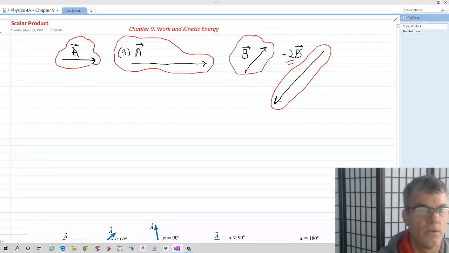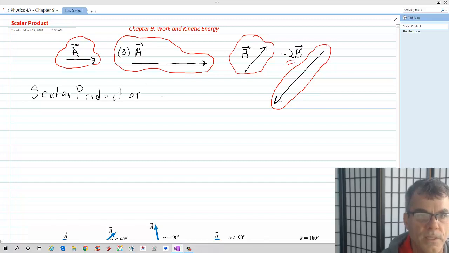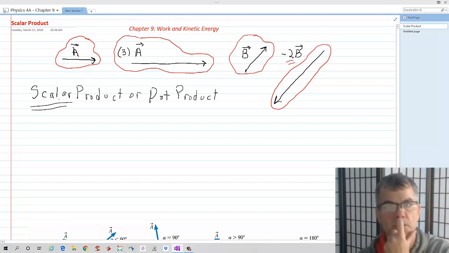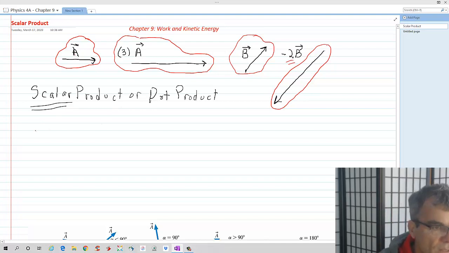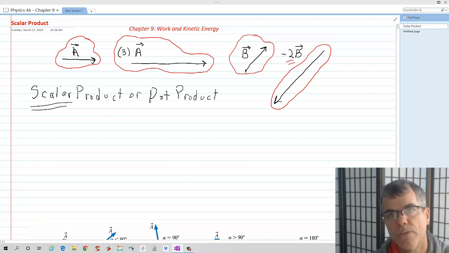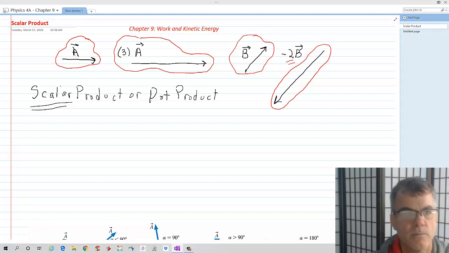What you're going to look at now is what's called the scalar product, or dot product. So scalar product, as the name implies, the end result is going to be a scalar, just a number and units. In chapter 12, we're going to look at what happens if I do what's called a cross product. And in that case, the end result is going to be a vector.